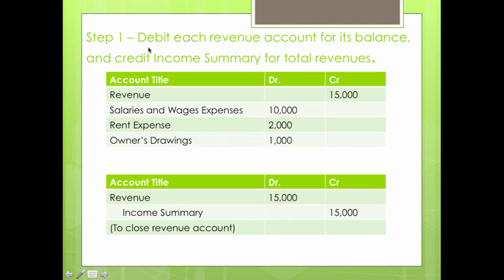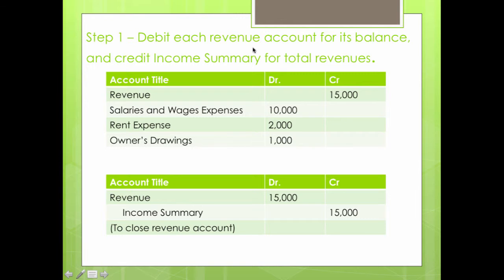Step 1 says, debit each revenue account for its balance and credit Income Summary for total revenues. This step is telling you exactly what the name of your account should be, or the account title, and it's giving you directions as to what that balance should be. So let's read it again.